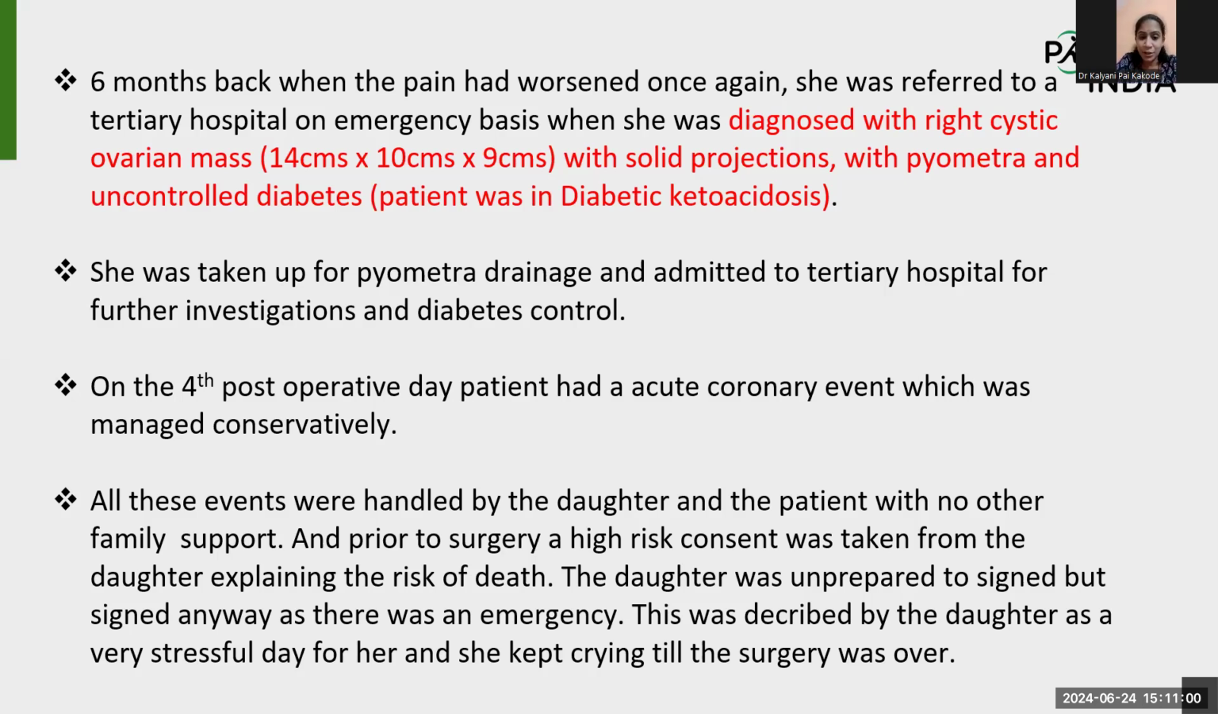So, what the daughter told us was when the patient was being taken for surgery, she was asked to sign on a paper without giving proper information. She was just told that the mother would die on table. It was a risky surgery. Anything could happen. And she was not given time to think about it, as it was an emergency condition that time. So she signed the paper, but it was a stressful day for the daughter. So she kept on crying throughout her mother's surgery.